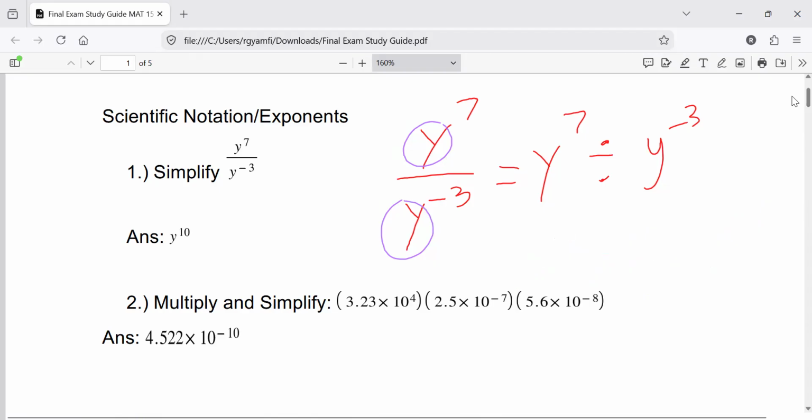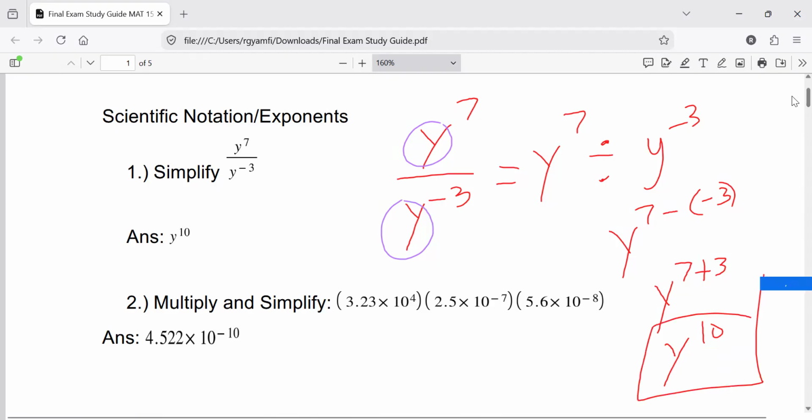So we're going to have y to the power 7 minus -3. Negative times negative is positive, so that gives us y to the power 7 plus 3, y to the power 10. And that's it. Okay, all right. Let's go to number 2.